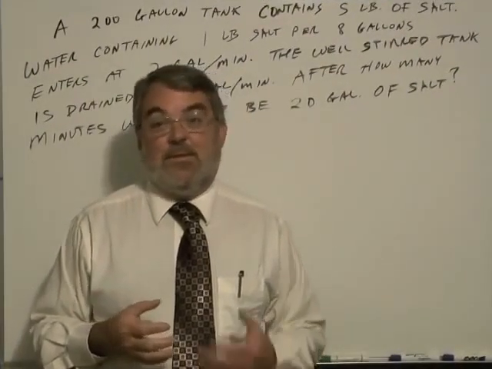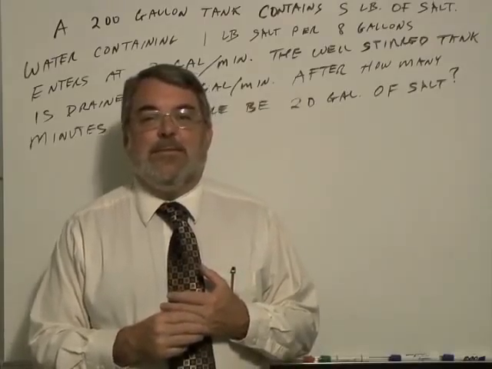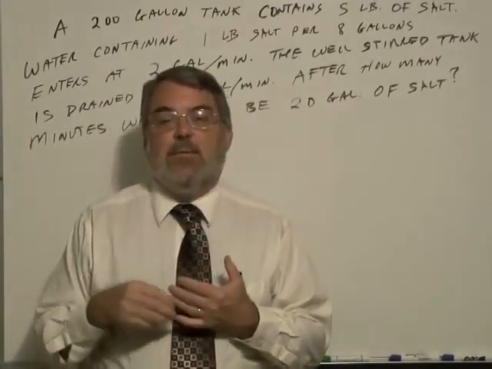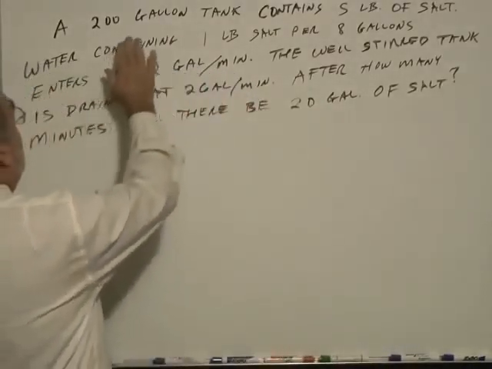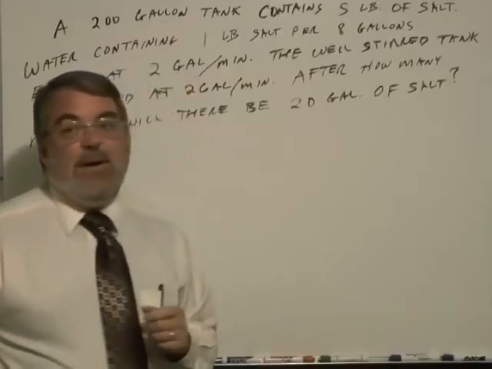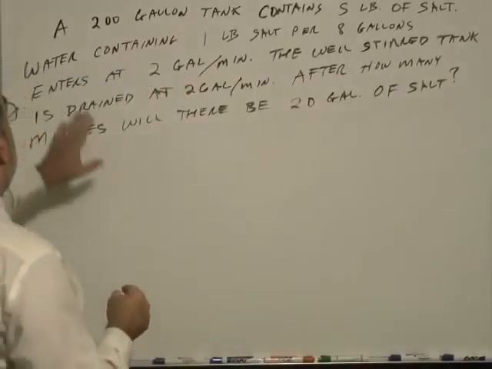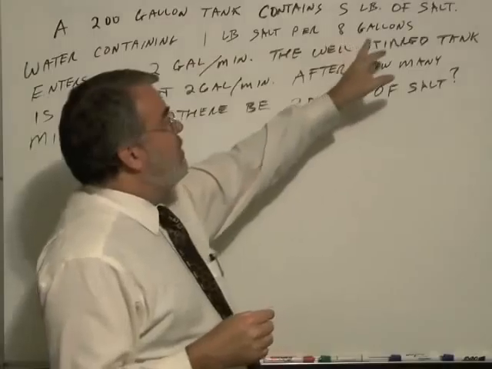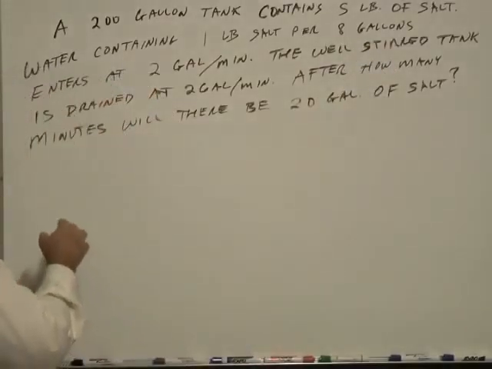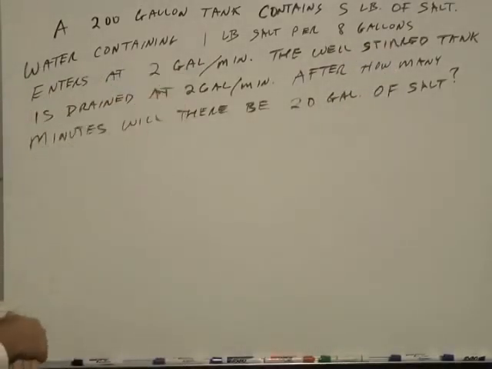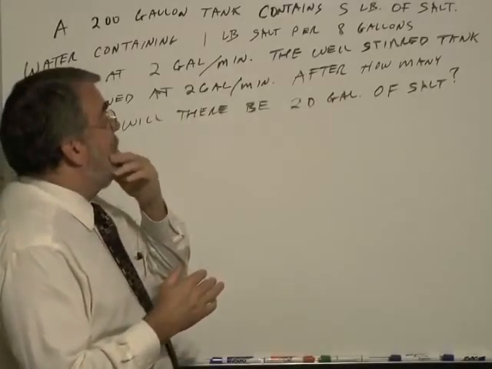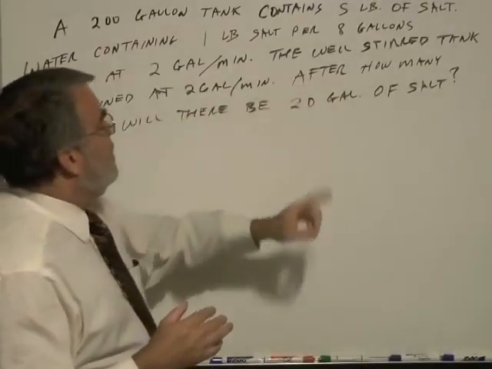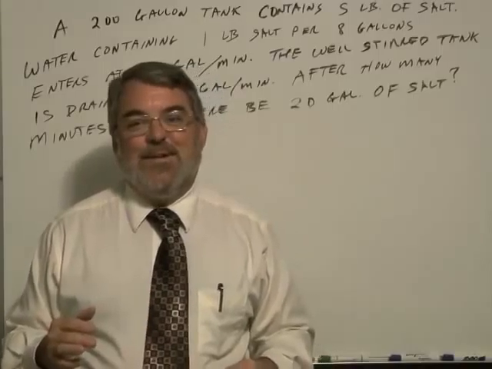This type of problem is a real classic in ordinary differential equations. It's known as the well-stirred tank problem. So let me read it to you. A 200-gallon tank contains 5 pounds of salt to start with. Water containing 1 pound of salt per 8 gallons enters at 2 gallons per minute. The well-stirred tank is drained at the same rate, 2 gallons per minute. After how many minutes will there be 20 pounds of salt?